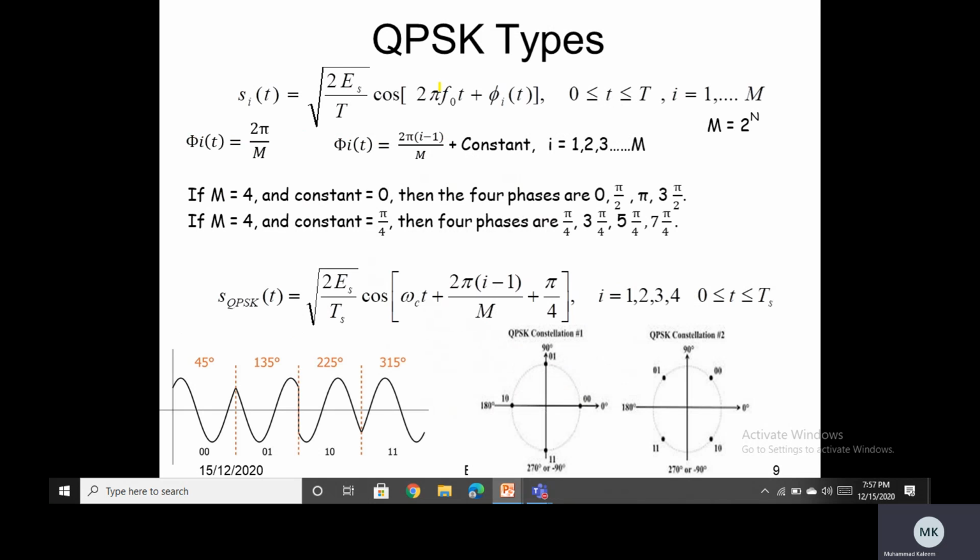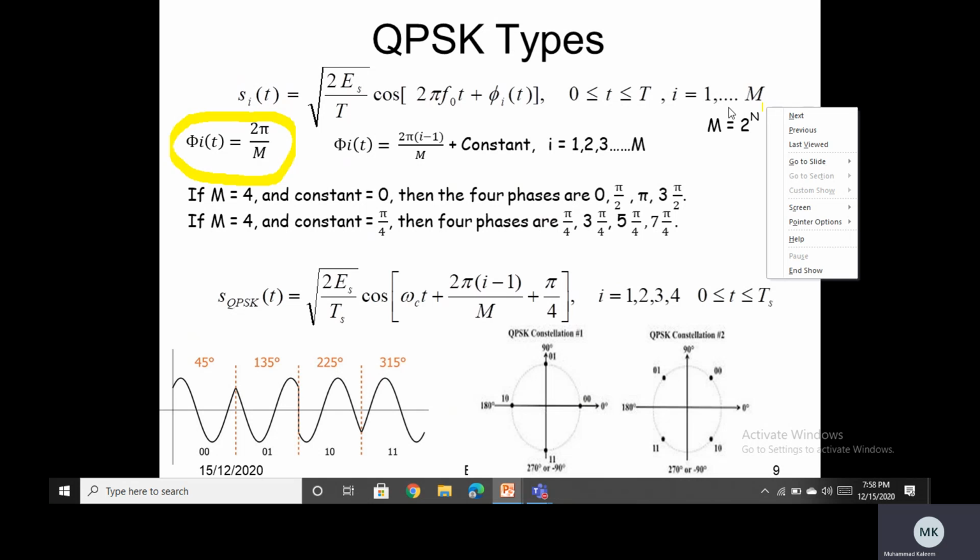Now we were talking about QPSK. There are two variants of QPSK, and we will explain how these two variants of QPSK exist. So we start with our general equation s_i(t) for the ith symbol, say for instance, and we know that the number of symbols and the phase difference between them can be calculated by this simple equation, or the number of symbols can be calculated from this equation.